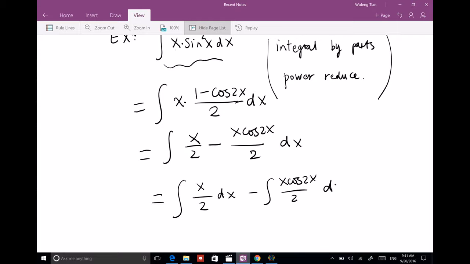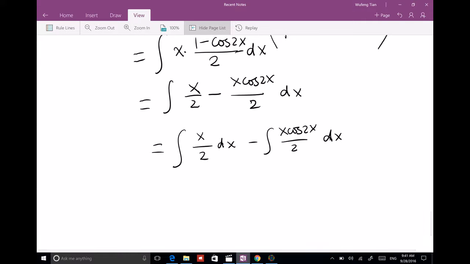And then you take x as the u and cosine 2x as dv. That's perfect. And then the derivative of x is just 1. The integral of cosine 2x is just sine 2x over 2. Perfect. And the next integral is negative cosine 2x over 4.